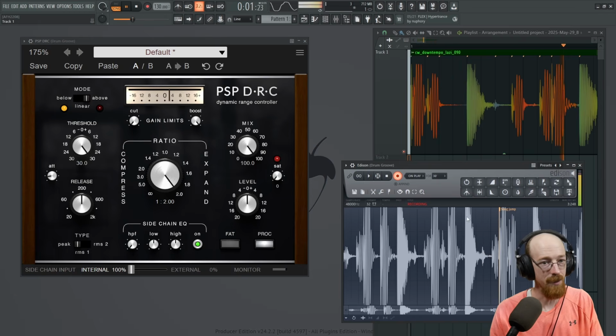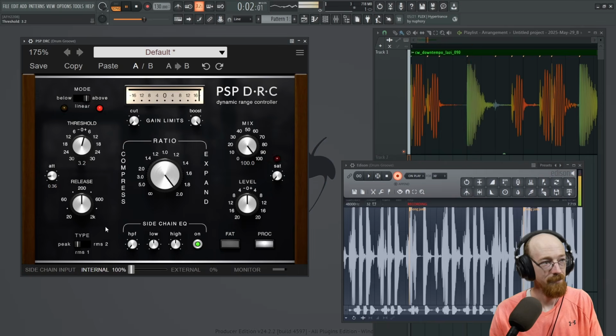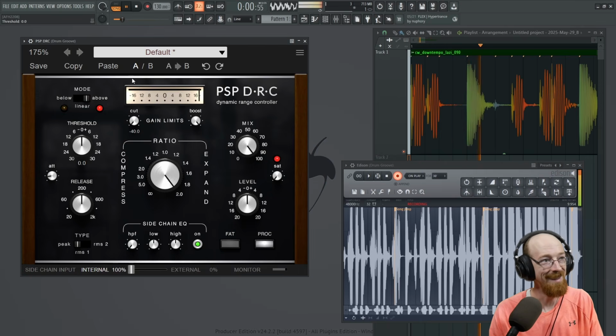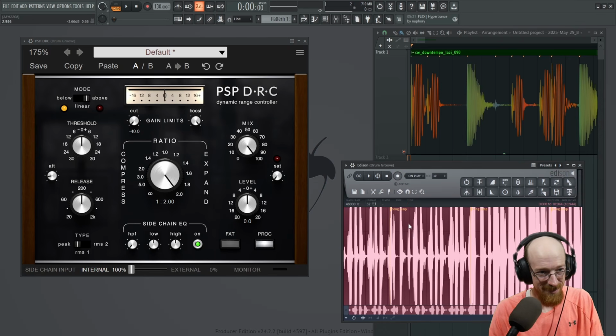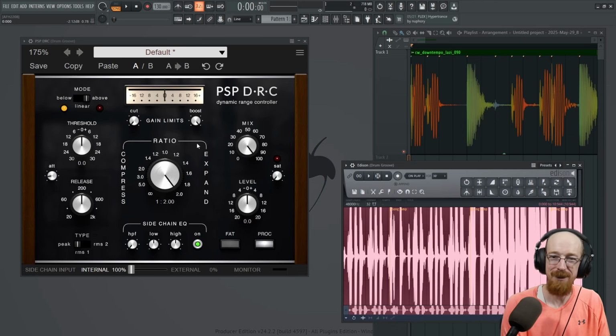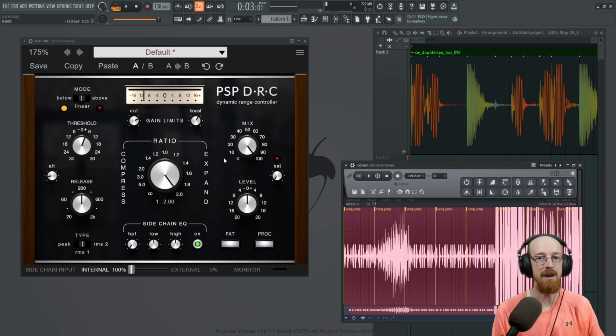You can already see we turned up to high heaven. So maybe not the call for this one, but you can see stuff like this immediately just starts jumping up into crazy territory. Upwards expansion, it's one that I don't really grab very often. And in the context of a multi-band scenario, you might use it more. But in a single band scenario like what we have here, maybe less grabbed. But anyways, that's the PSP DRC.